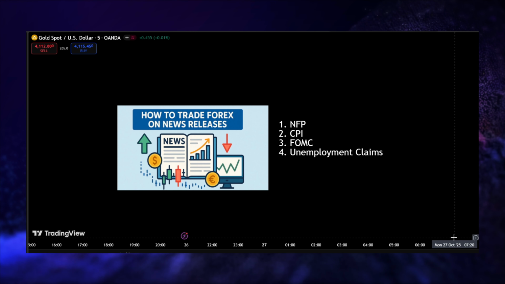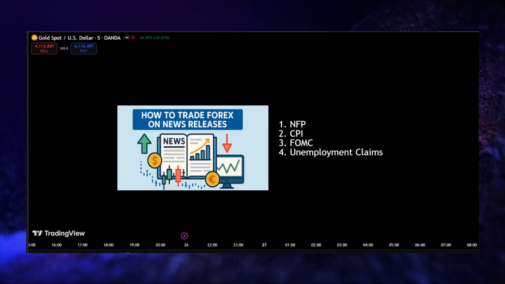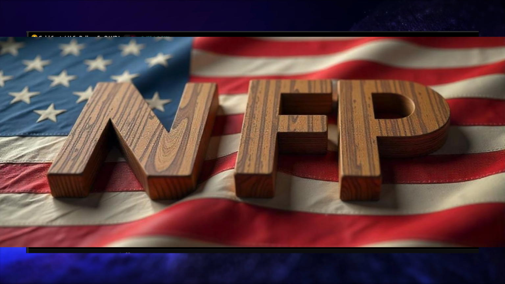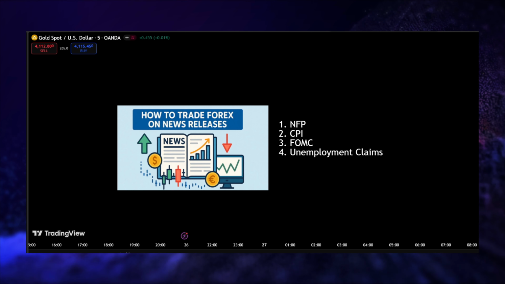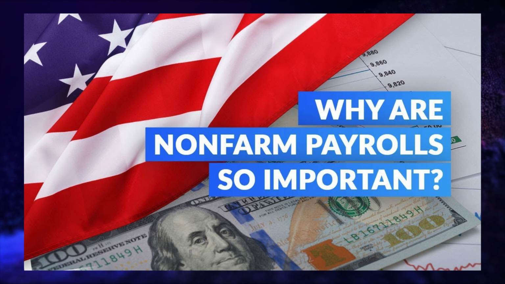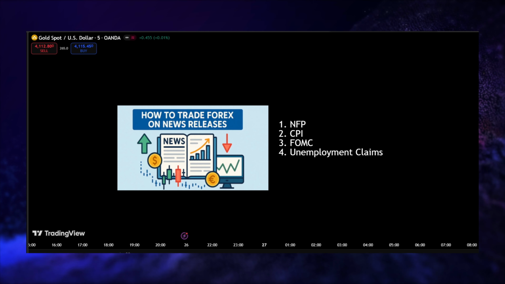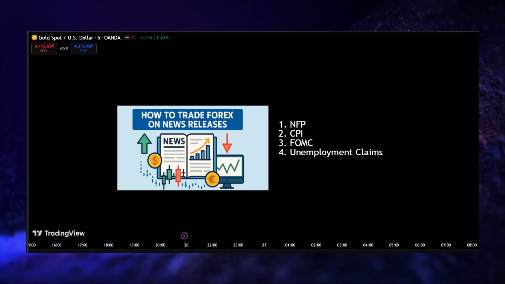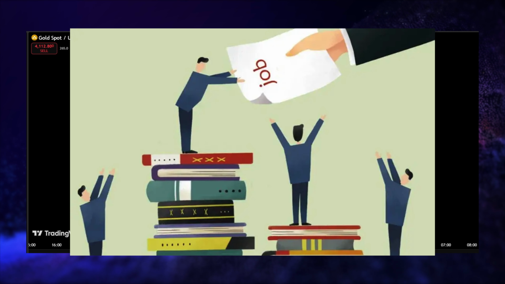Now first of all, let's talk about NFP data. What is NFP in forex trading? NFP data is released every month. NFP data is very high impact news, and the candles which are formed during the NFP are very big. Now the question comes, why is NFP so important? So let's understand the full form of NFP first. The full form of NFP is non-farm payroll. Every month data is released showing how many people were employed compared to the previous month.